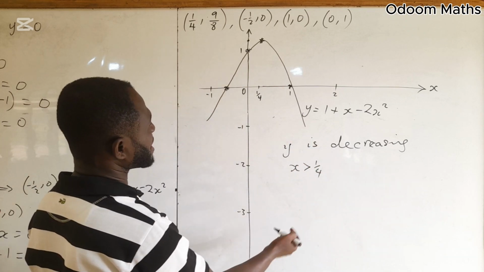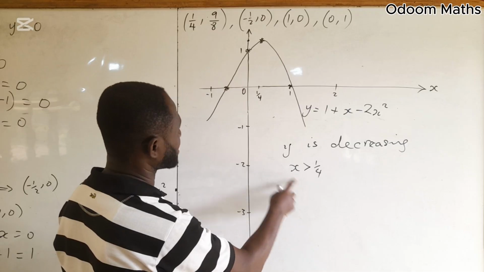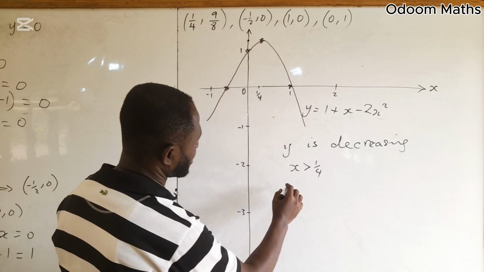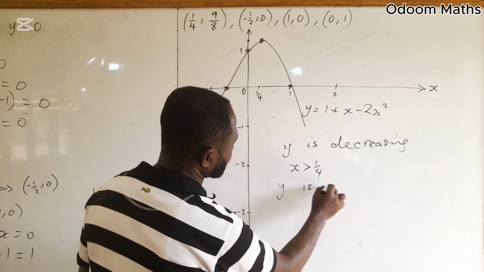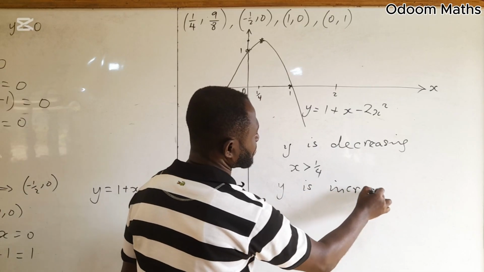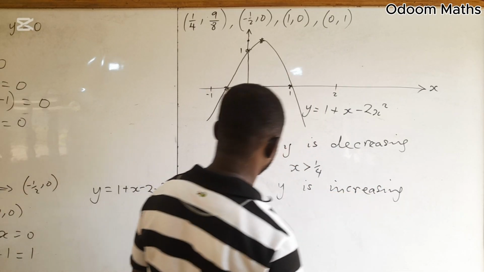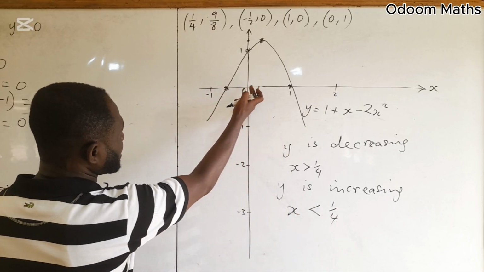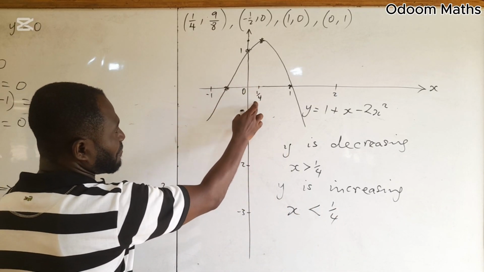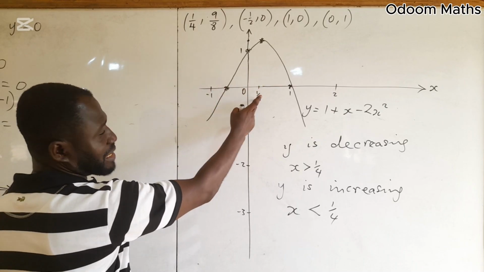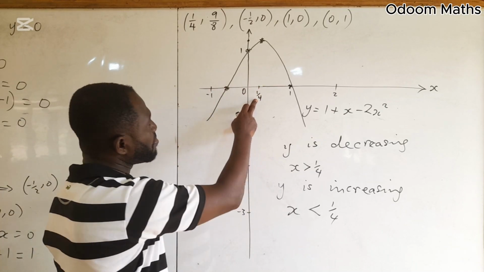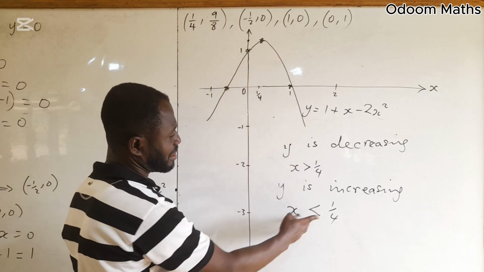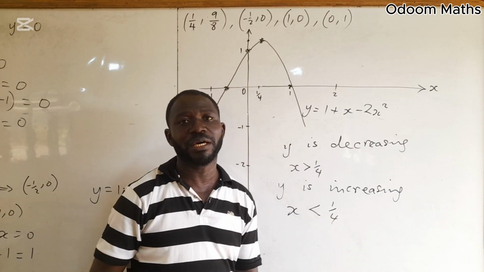Now let's look at where y is increasing. Also start from here to this point. So y is increasing at x less than 1 over 4, because those figures down here are all less than 1 over 4. The x figures here are all less than 1 over 4. That will make the graph increase. So that is the answer to the question.